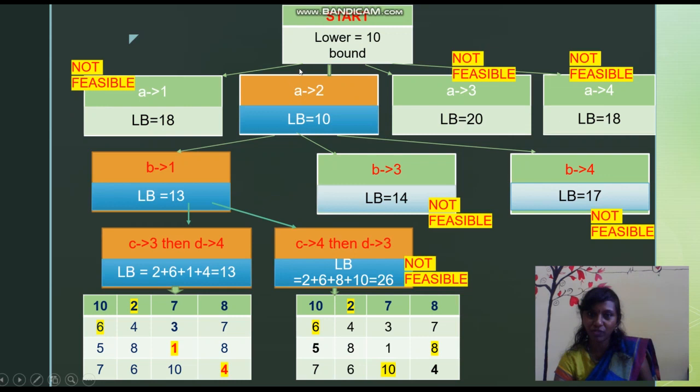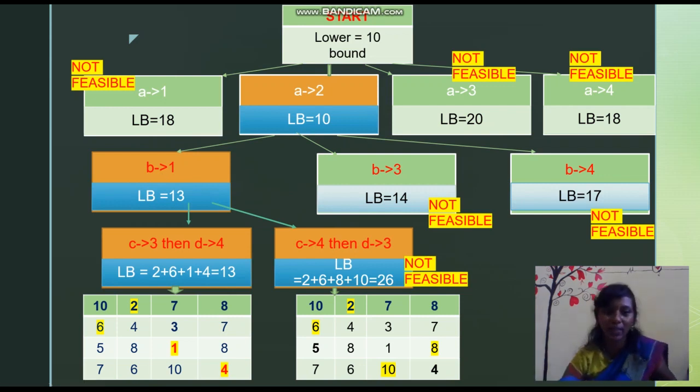Yes. So for A, 2 is allocated. For B, see B1, B3 and B4. Which one is minimum? B1 is minimum. So for B, 1 will be allocated. So C can allocate only 3 or 4. So if person C is allocated job 3, obviously job 4 should be allocated to D. If person C is allocated job 4, obviously D should be allocated the third.